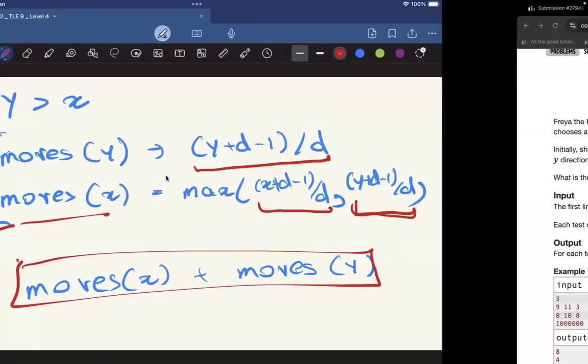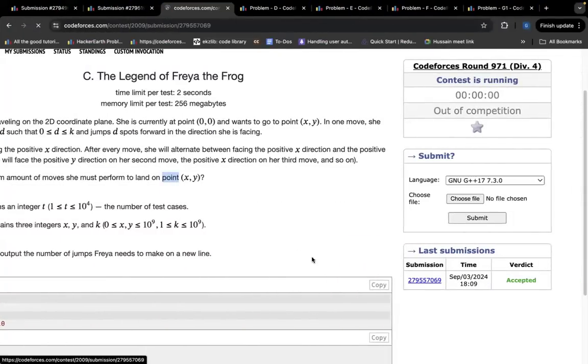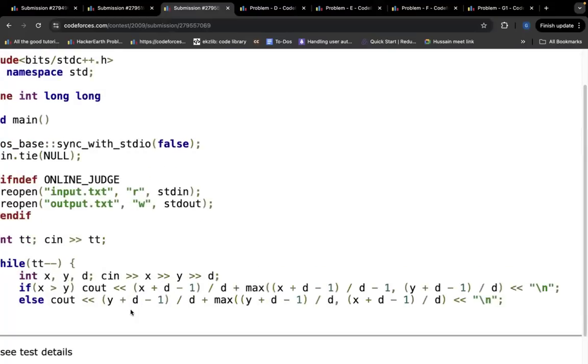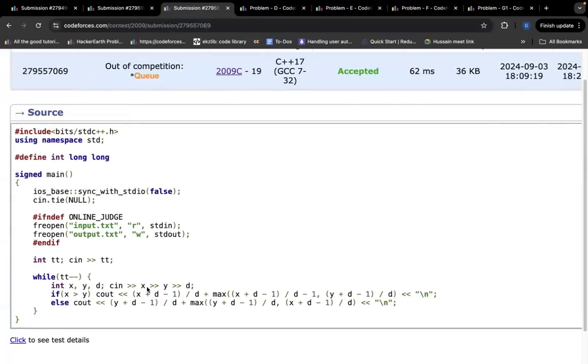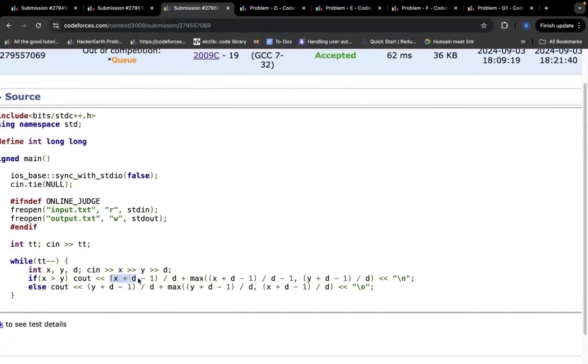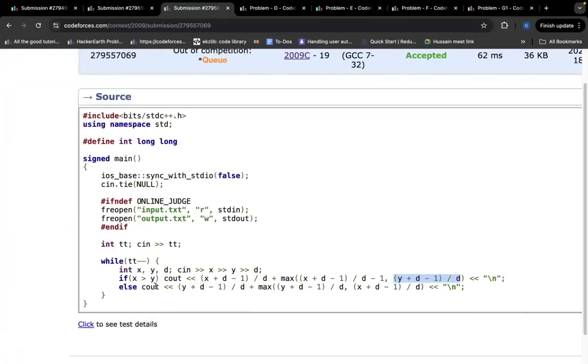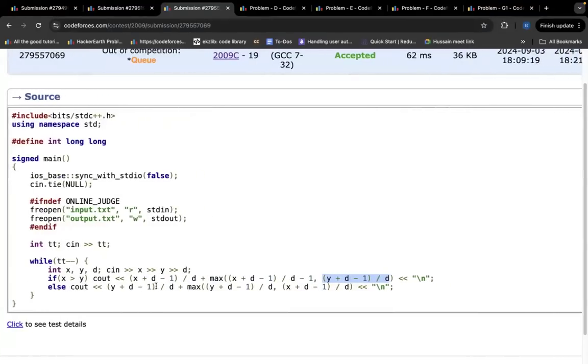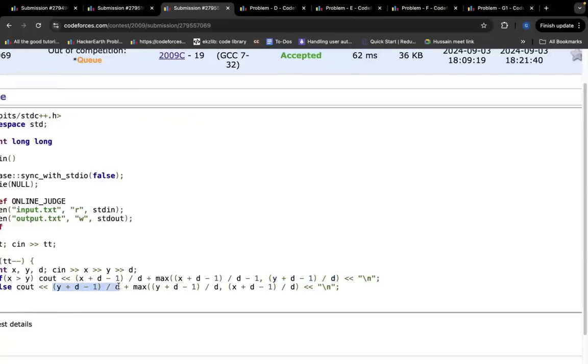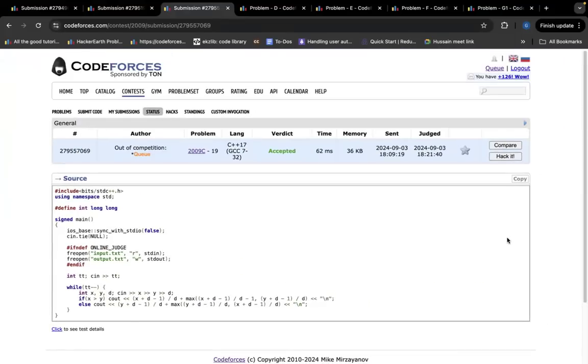So that is more or less it. If I show you the solution, it's just a one-line solution. If X is greater than Y, then you can just print X plus D minus 1 divided by D, plus max of X plus D minus 1 divided by D, whole minus 1, and the Y term. Otherwise, if Y is greater than or equal to X, in that case, we would do Y plus D minus 1 divided by D plus max of these two. It's just an O of 1 solution.